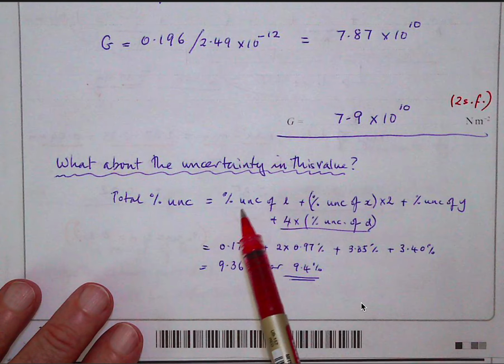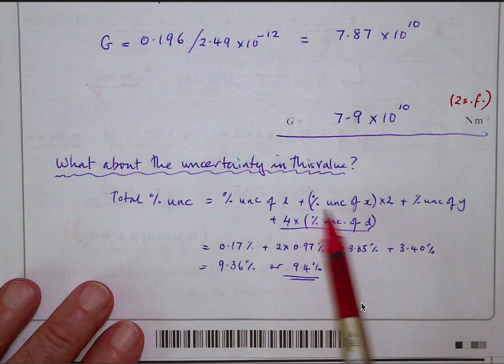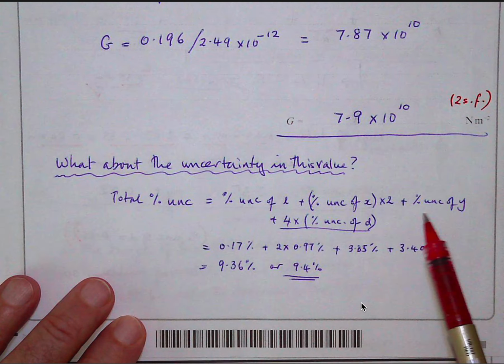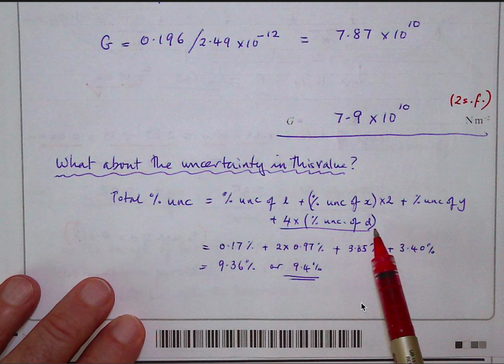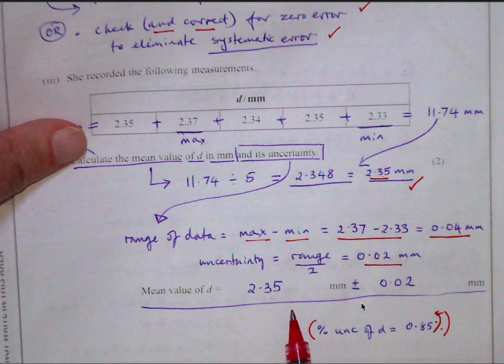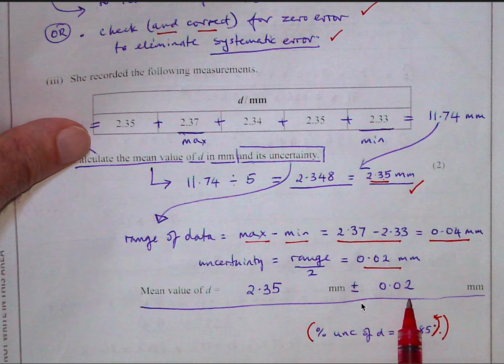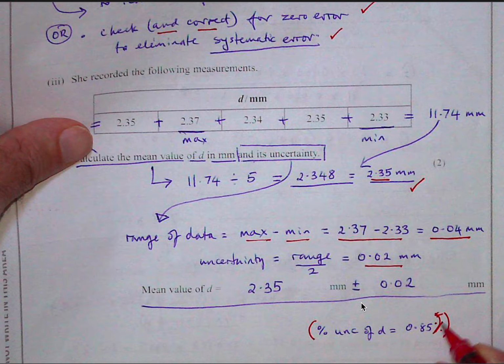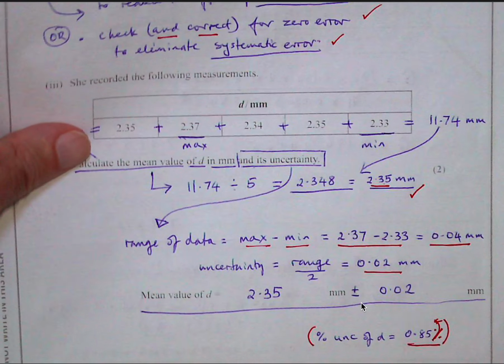So it's the percentage uncertainty of L, 2 times the percentage uncertainty of X, because that term is squared in the calculation for G, plus the percentage uncertainty of Y, and then 4 times the percentage uncertainty of D. Now where did we get the percentage uncertainty of D? It was on the page before, where we worked out D as being 2.35 plus or minus 0.02, which I said was 0.85%. So that's where it comes from. That's why I did that before.